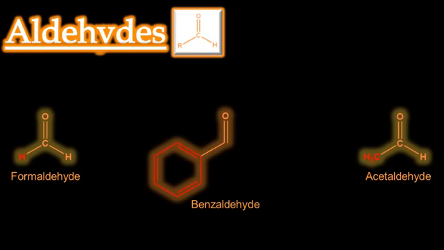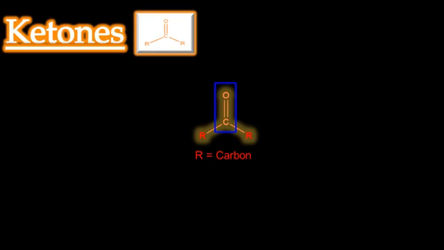Benzaldehyde is also an aldehyde, as its name would suggest, and features a carbonyl group attached to an aromatic ring. Ketones are similar to aldehydes in that they have a central carbonyl group. But ketones differ in that the carbonyl carbon is bonded to 2 carbons. Like thiols or ethers, ketones can be symmetrical or unsymmetrical, depending on which carbon groups are attached to the carbonyl carbon.